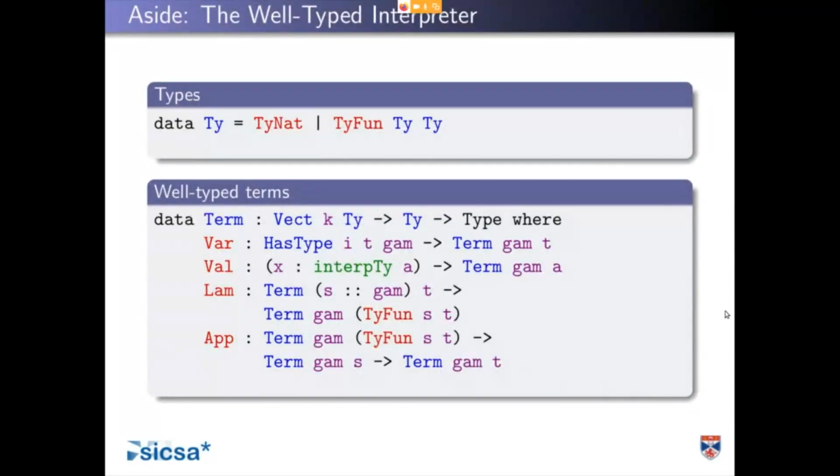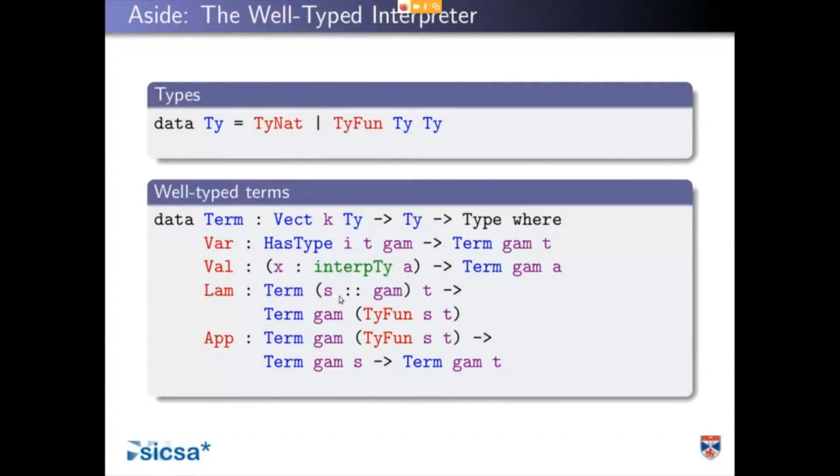So as an aside, you might think, well, can we go the whole way, and can we have terms indexed by their type? This is an example you may have seen before because it's kind of the hello world of dependently typed programming. It's the well-typed interpreter. We've got something representing types. In this case, it's just natural numbers and a function type, and then our terms are indexed by the type. So any term that we can construct of this type is always going to be well-typed. So a variable: I haven't said what has type is, but it's just saying that the ith thing in the context gamma has type t, and so the term has type t. And a value: if we can interpret the type a, then that term has type a.